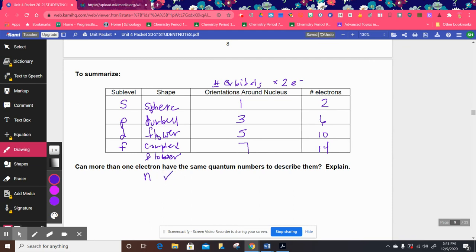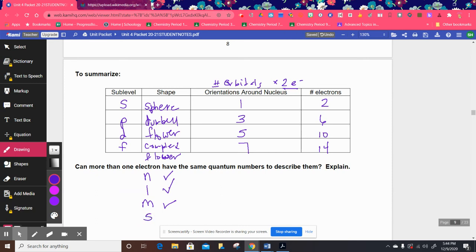The next quantum number is L. L is the sublevel. Can more than 1 electron be at a sublevel? The answer to that is yes, because as we found out, the S sublevel holds 2, P is 6, D is 10, F is 14. So more than 1 electron can share the same sublevel. Can more than 1 electron share the same orbital? Answer to that is yes, because each orbital has 2 electrons. Now, what if there are 2 electrons in the same orbital?